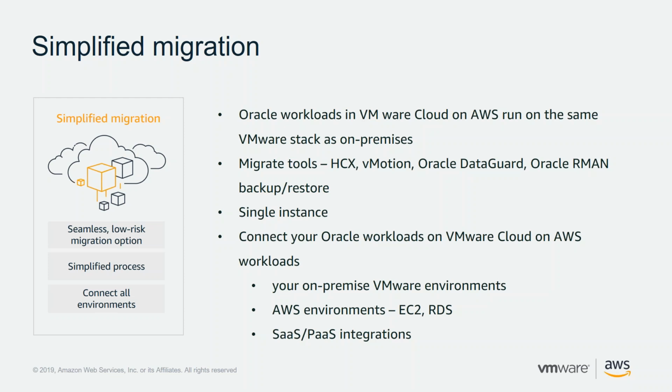You can migrate your single instance database quite easily with these tools from your on-premises to VMware Cloud on AWS. If you'd like to go through a hybrid cloud, you can definitely connect your Oracle workloads on VMware Cloud on AWS to your on-premises VMware environments, as well as to AWS environments. Like if you choose to run an application server on EC2, it can talk to the Oracle database running on VMware Cloud on AWS. Also, you can facilitate data movement between an Oracle database running on VMware Cloud on AWS to your RDS instance running on your AWS environment.